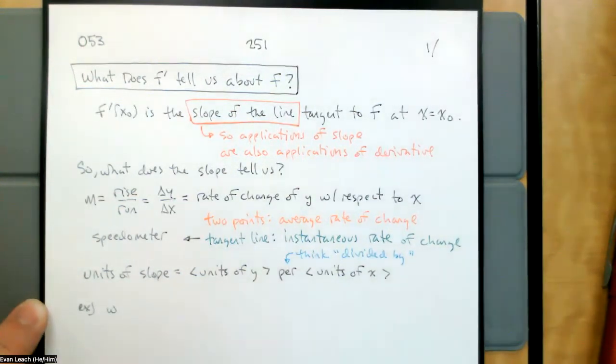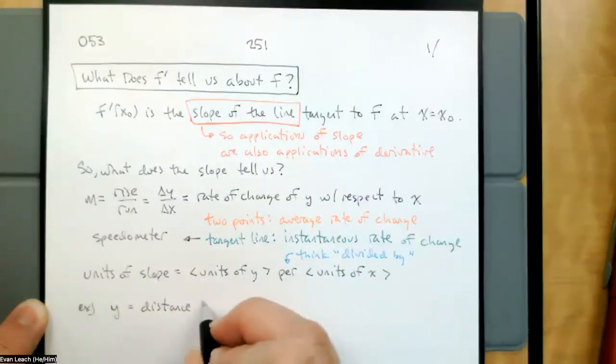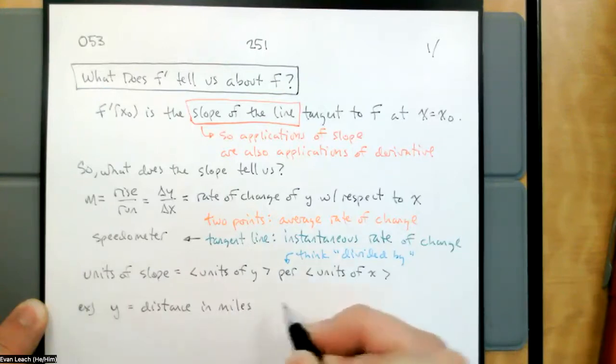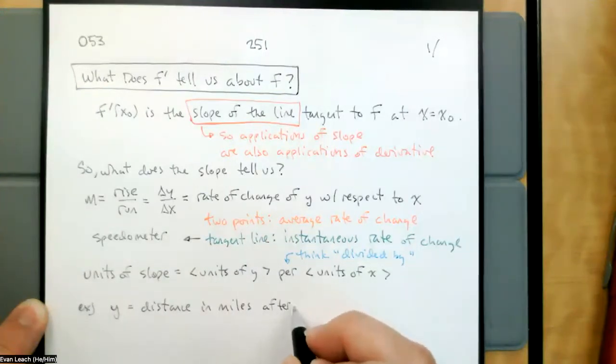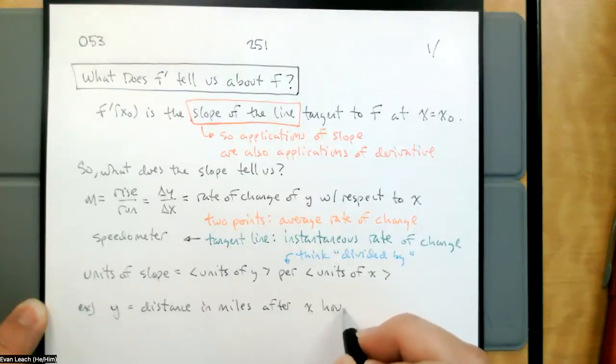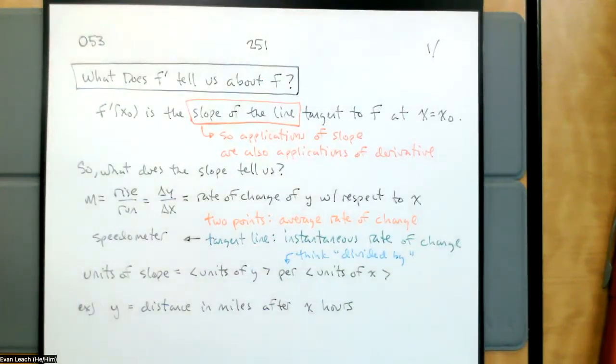So for example, y is distance in miles after x hours. So y is measuring a distance, measured in miles. So the units of y are miles, and the units of x are hours. So delta y over delta x will be miles per hour.